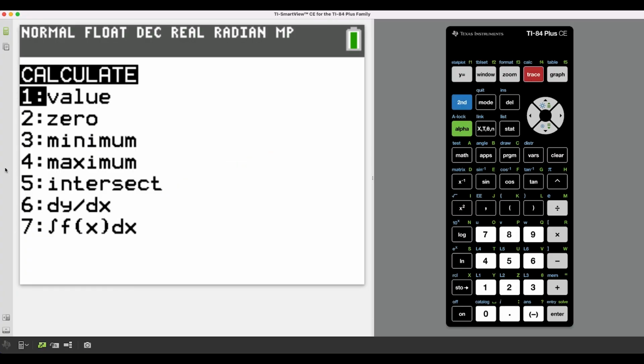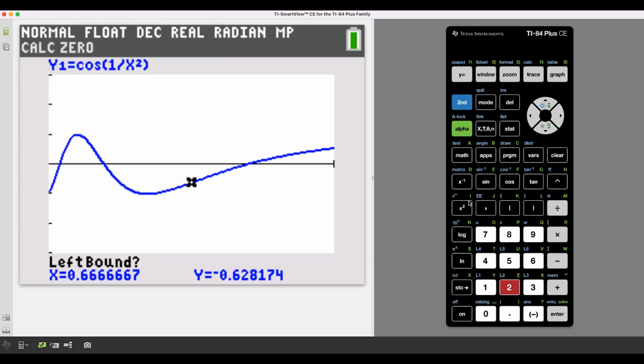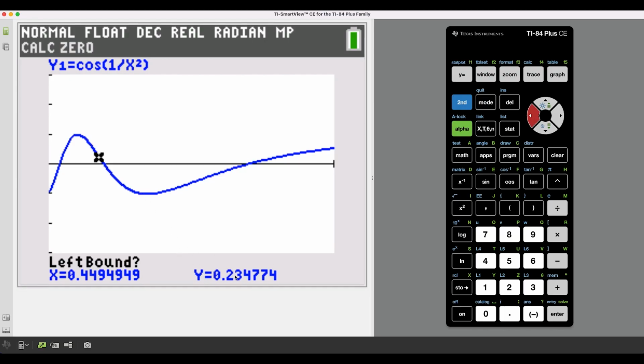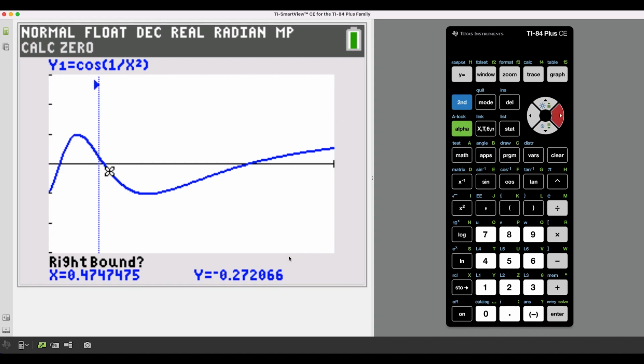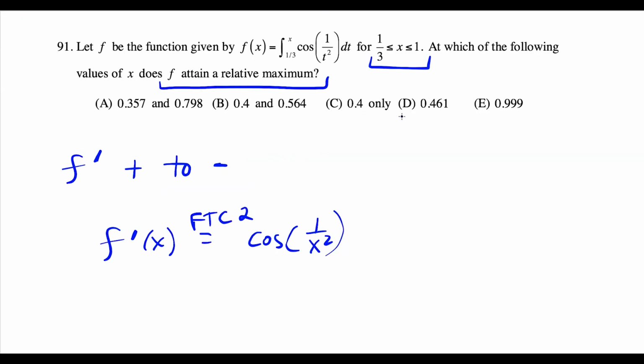So we're going to do second trace 0 to trace the root. And we're going to go backwards. We're just tracing the second root because that's the sign change that we want from positive to negative. So this is a good location because we're above, in the positive, and then we scroll to the right until we get into the negative. Hit enter 2 more times, and then our solution is going to be x equals 0.461 if we round to the thousandths place. So we looked through the answer key, it was only one solution, and it was x equals 0.461, so we're going with choice D.